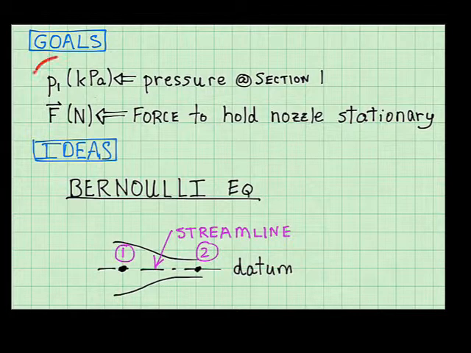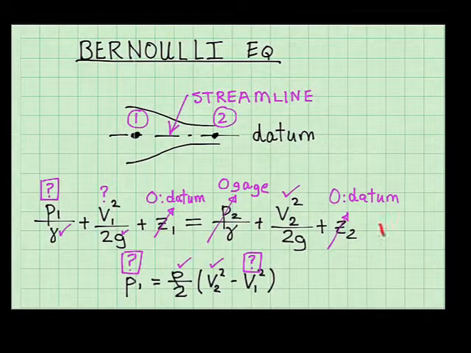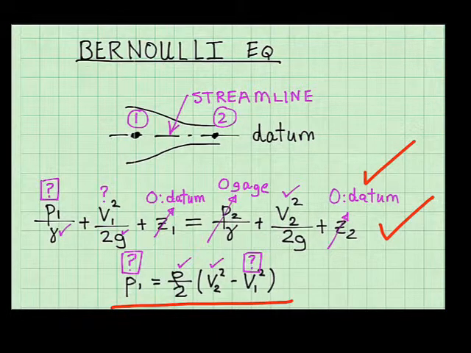Since my first goal is the pressure at section 1, I think of the Bernoulli equation because that has pressure in it. And so I sketch my situation. I've got my streamline, identify point 1 and point 2 on the streamline. And let's go ahead and apply the Bernoulli equation. So I write the general equation here and do term-by-term analysis, shown in color here. And the reduced equation is right here.